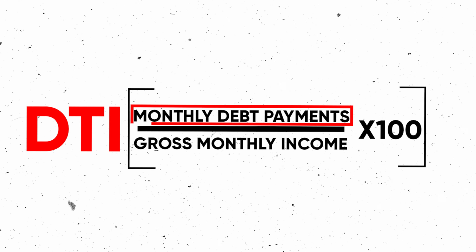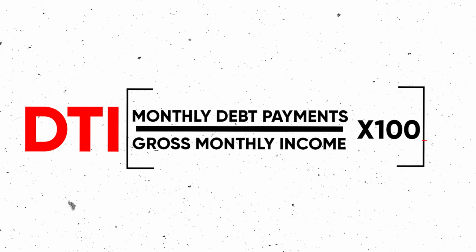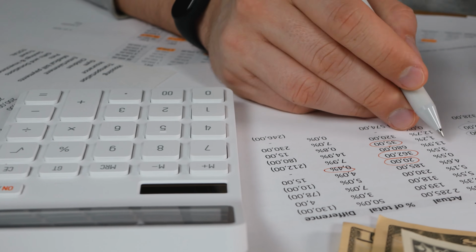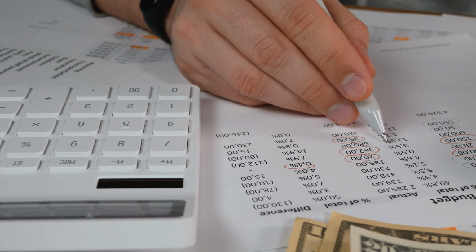When we break it down, to calculate your debt to income ratio, you'll take your monthly debt payments, divide them by your gross monthly income, and multiply that by 100. This may not mean much to you now, but we're gonna work through some examples together in just a minute. Lenders use DTI because they wanna make sure that you can afford your monthly mortgage payments.